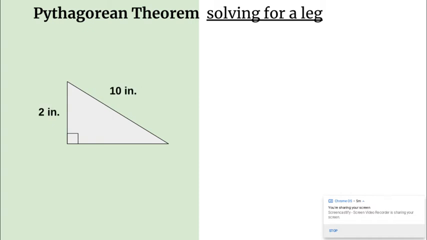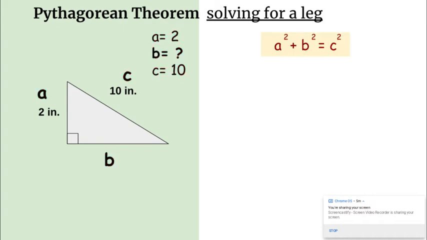Okay, now we're going to set up our A, B, and C. Over here we have A equals 2, B is unknown, so we'll put a question mark, and C is 10. After we're done labeling, we need our formula. Can you remember the formula? If so, it's A squared plus B squared equals C squared. Please write that on your paper.